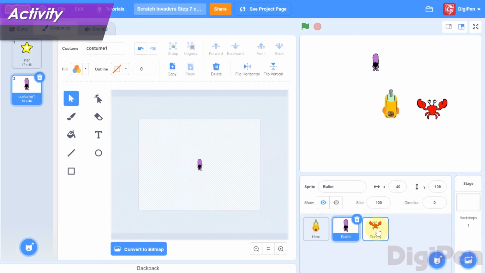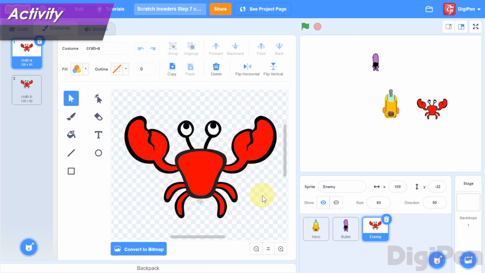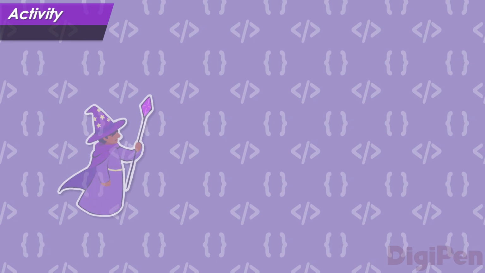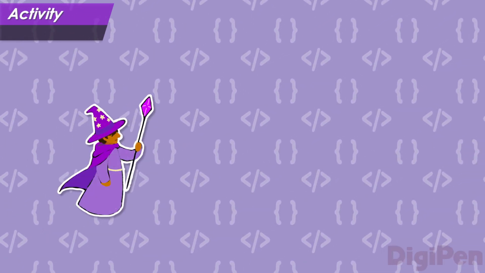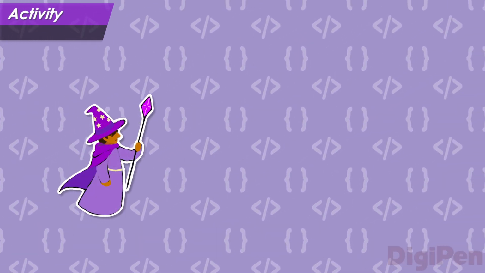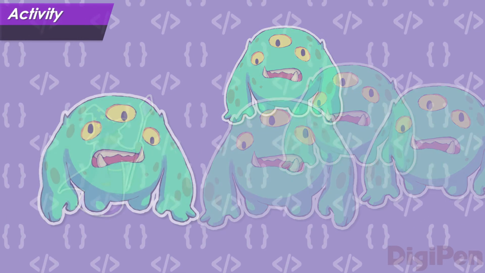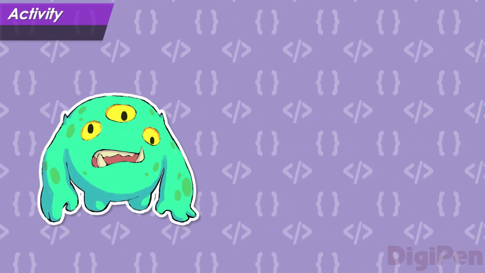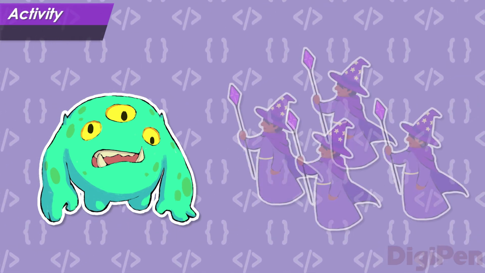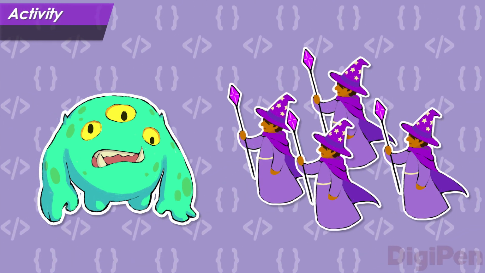What kind of enemy character might your hero have to deal with? Think about what would fit your theme and choose carefully. If you're making a fantasy game with a wizard for a hero, they might have to fend off an invasion of monsters. But if you're playing as a monster, maybe you have to defend yourself against an invasion of wizards.